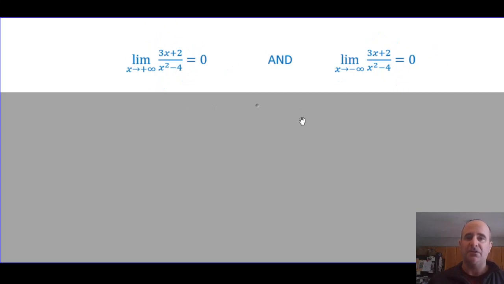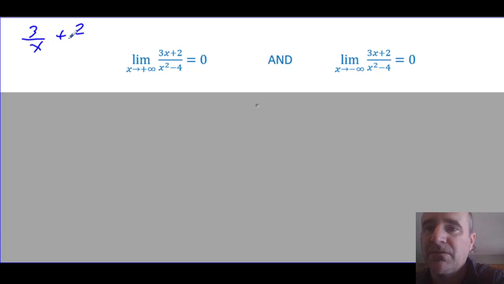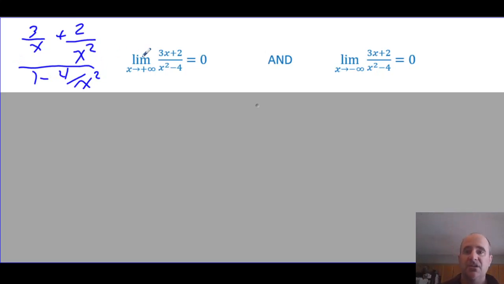You could also divide everything by x squared. I'll show you that quickly. If you divide by x squared, you're going to get 3 over x plus 2 over x squared, all divided by 1 minus 4 over x squared. And of course, when we do that, the top terms approach 0, and the 4 over x squared approaches 0 as x gets big. And so we have 0 over 1, which is 0. You can also just remember that if the degree of the denominator is greater than the degree of the numerator, then it's going to approach 0 as x gets big because the x squared takes over.